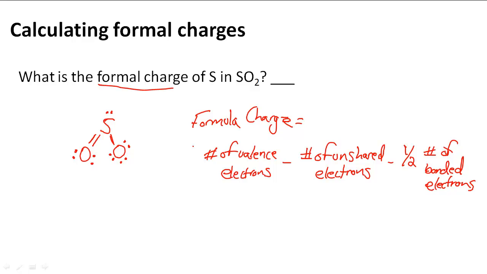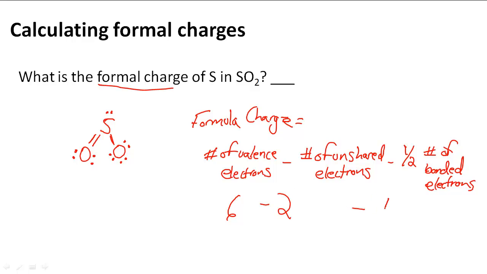So let's do this. Number of valence electrons for sulfur, you go to the periodic table, you see that it has 6 valence electrons. Then we're going to subtract the number of unshared electrons. Around S, these 2 electrons are unshared. 1, 2 are unshared. All these other electrons of S's are shared. So there's minus 2. And then here we have minus half of the bonded electrons. And notice there's 1, 2, 3, 4, 5, 6 bonded electrons. Because remember, each of these lines counts for 2 valence electrons, because those are the electrons that are being shared.